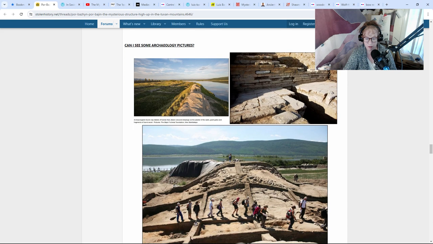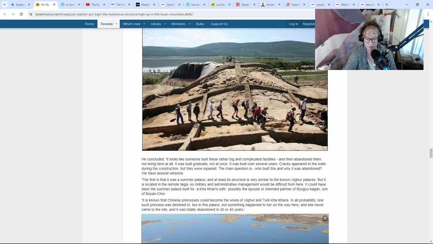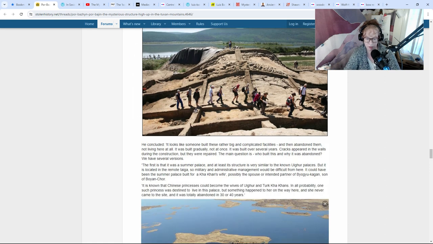Here we have some more pictures. We have some people traipsing about on it. It looks like someone built these rather big and complicated facilities, then abandoned them, not living here at all. It was built gradually, not at once. Cracks appeared in the walls during construction, but they were repaired. The main question is, who built this and why was it abandoned?